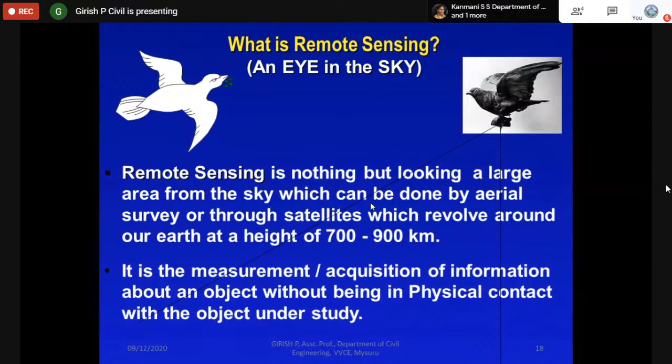Some more definitions: it is the measurement of or information about an object without being in physical contact with the object under study. Most of the time the definitions vary with the various study factors, but we always define it as the measurement of an object without being in physical contact. We call it remote sensing.